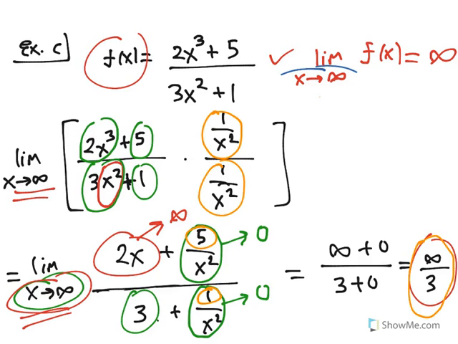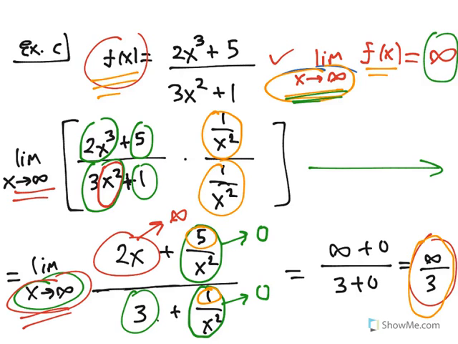So graphically, this will tell you that the end behavior of the function f of x, as you look to the right, x is approaching infinity, so you're looking towards the right on the graph, the y values are increasing without bound. So that tells you about the end behavior of the graph of the function f.